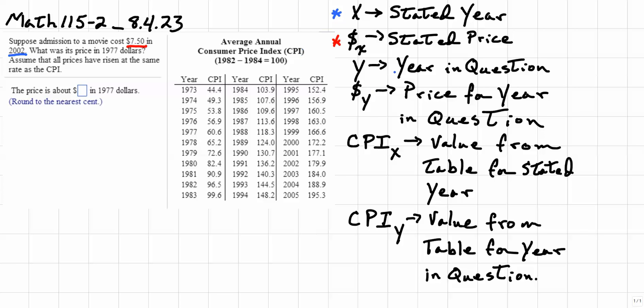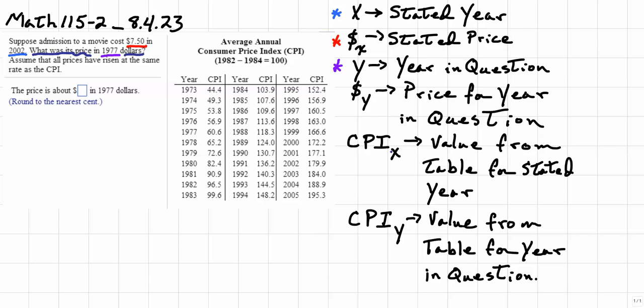And then the year in question, Y, is going to be that year that we're looking at, to find in what year those dollars are that we're talking about. And that's going to be this one. And then dollar sub Y will be the price for the year in question. And that's what this "what is" means. We have: what was its price in 1977 dollars. And we're going to use the Consumer Price Index to answer this.